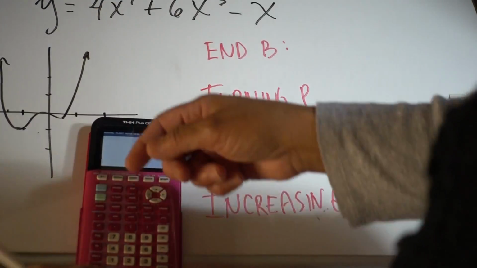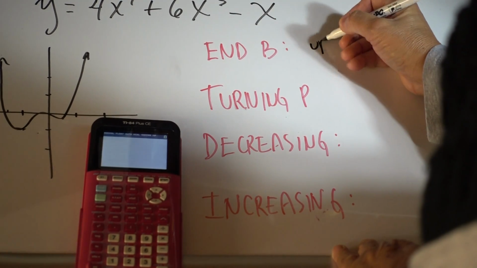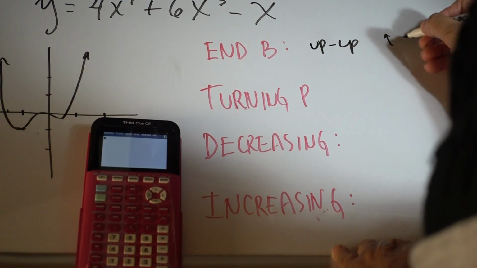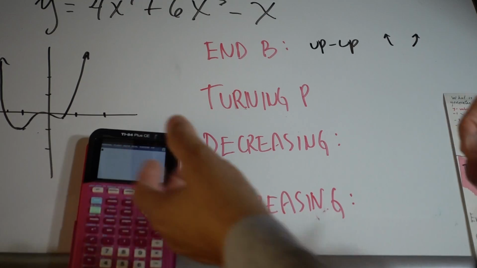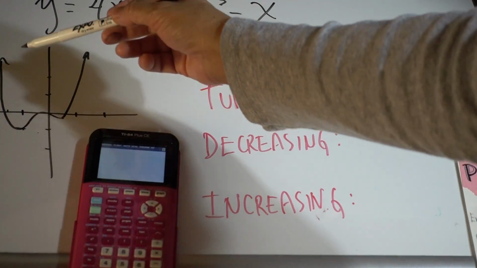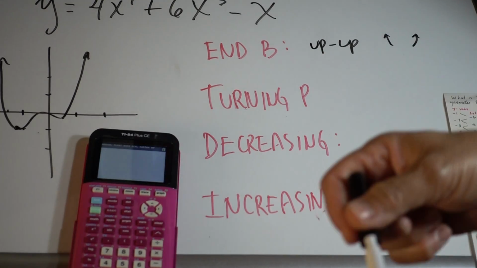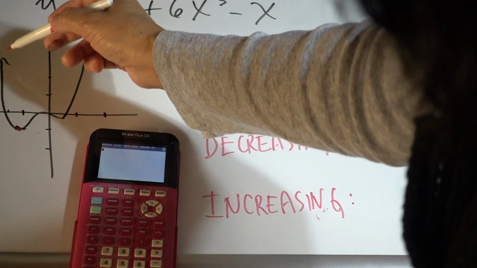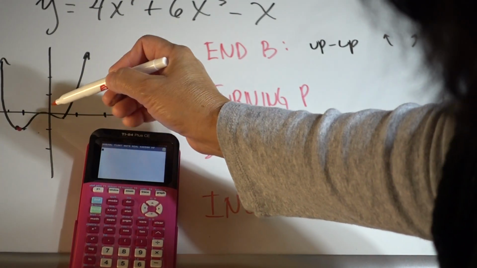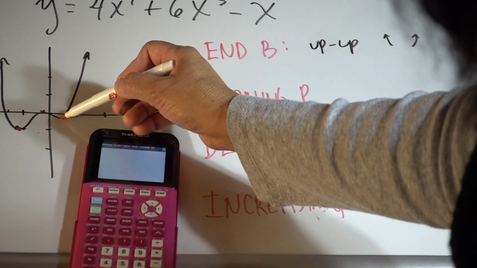So this is up, up. We reviewed this yesterday. So it's up, up, and we also learned that you can represent it with these two arrows going up. Turning points are the points where the graph is changing directions from increasing to decreasing. So we have one turning point right here, increasing to decreasing. Then there's another one, from decreasing to increasing, and this is a third.